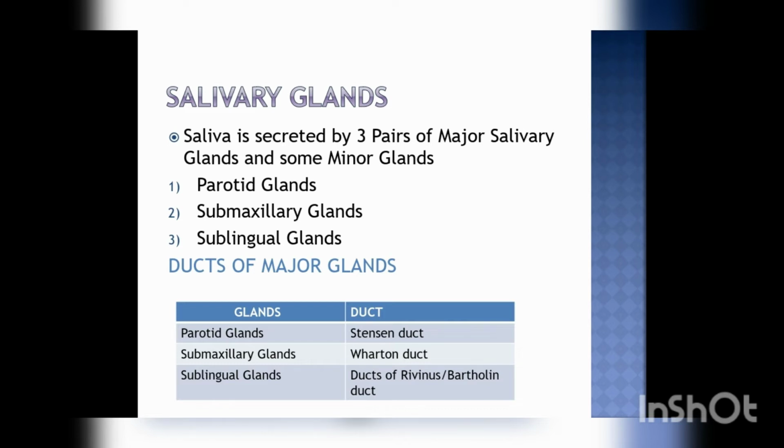Then I'll name some minor salivary glands. First one is lingual mucous glands. Second one, lingual serous glands. Third one, buccal glands. Fourth one, labial glands. Fifth one is palatal glands.